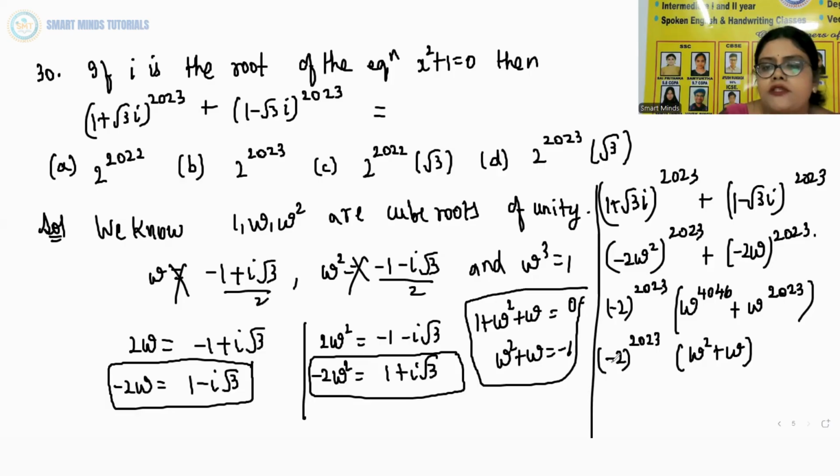So this is minus power odd number, which will become minus. So minus 2 power 2023 into minus 1. Minus into minus will become plus. So that is 2 power 2023. That is option B.